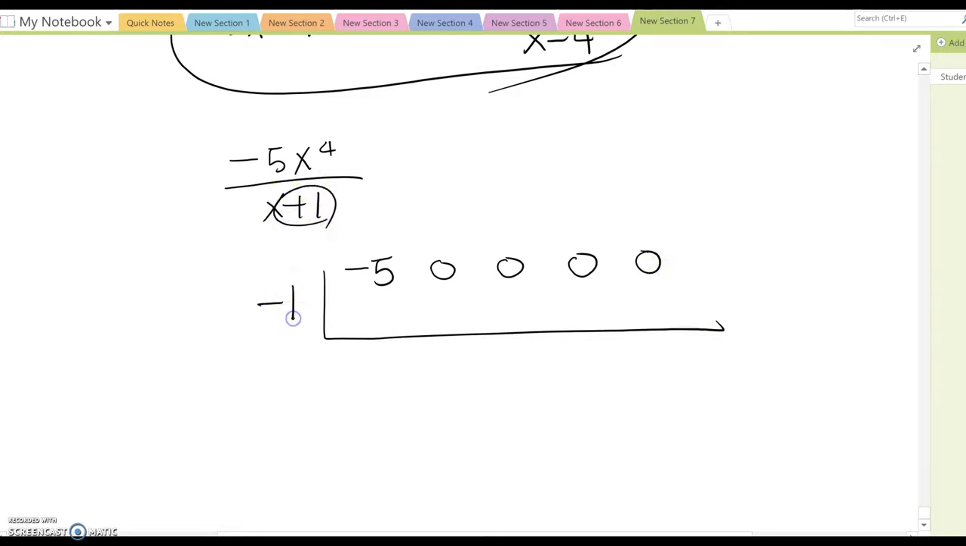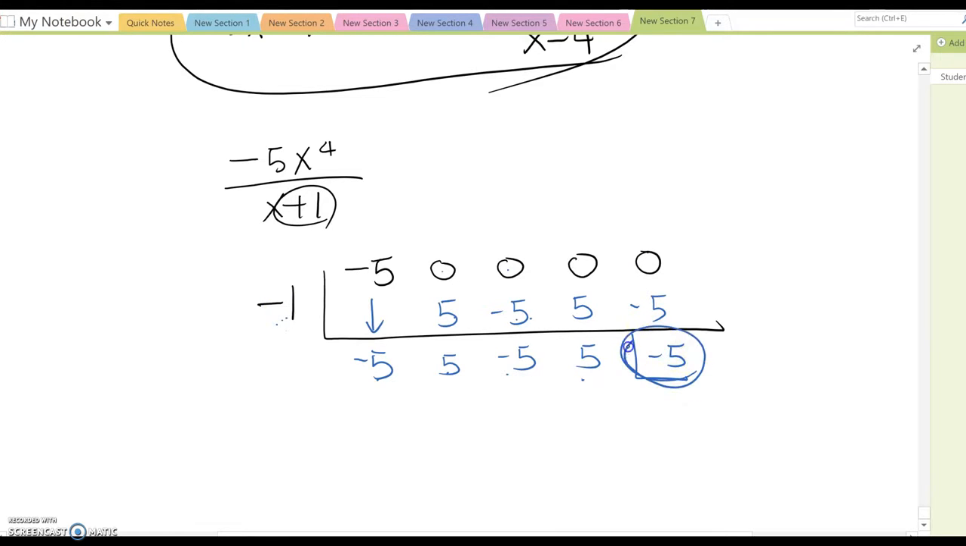What's the opposite of this number? Yeah, negative 1. Okay. So first number drops down, negative 5, and then negative 1 times negative 5 becomes 5. 0 plus 5 becomes 5. Negative 1 times 5 becomes negative 5. 0 plus negative 5 becomes negative 5. Negative 1 times negative 5 becomes 5. And then 0 plus 5 becomes 5. Negative 1 times 5 becomes negative 5. And 0 plus negative 5 becomes negative 5.